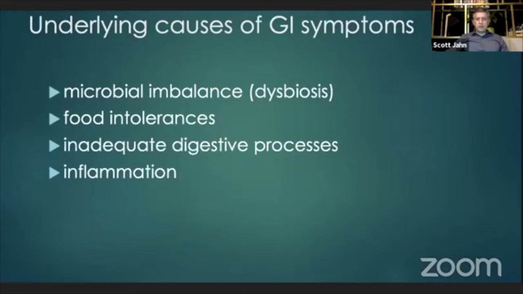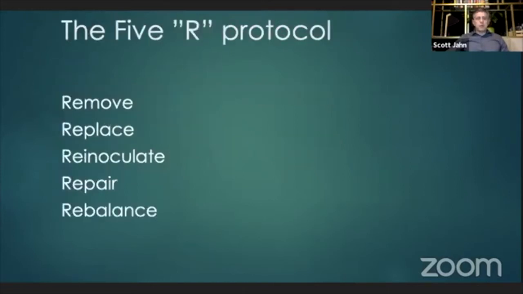And how are we going to take care of this? Well, we're going to look at what's called the 5R protocol, okay? We're going to remove the offender, okay? We're going to replace it. We're going to re-inoculate. We're going to repair the gut, and then we're going to rebalance any nutritional deficiencies that we have, okay?